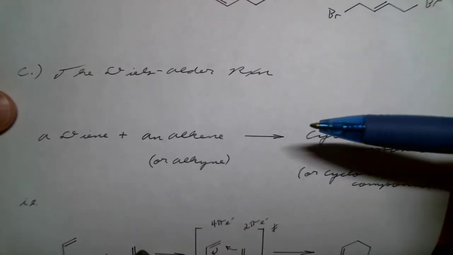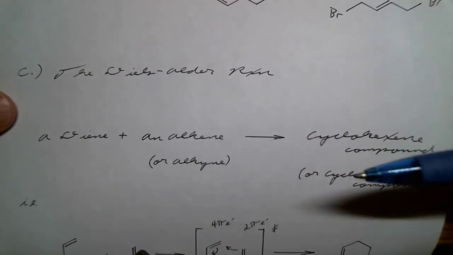Point C, the Diels-Alder reaction for dienes. This is a really interesting reaction.